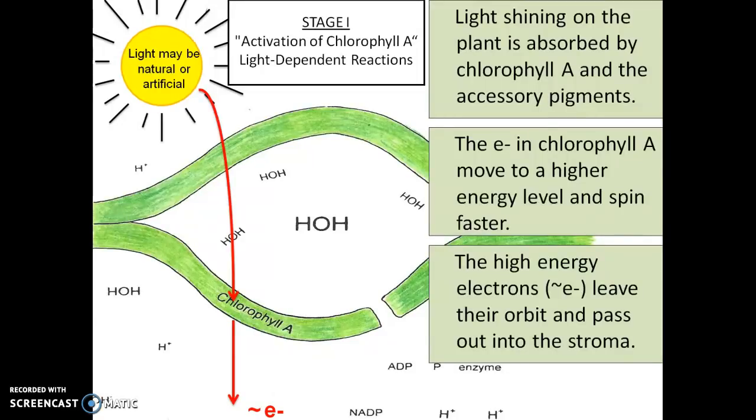That's it. That's stage 1. So think of these electrons spinning so fast. If you've ever been to the playground, have you ever been on one of those circle rides that go around and around and around, and as you spin it faster, you get pulled outwards? Try to think of that with that electron. It spins so fast that it just kind of gets launched from this thylakoid membrane into that stroma. So stage 1, activation of chlorophyll A. It's a light-dependent reaction. And at the end of it, we get a high energy electron.